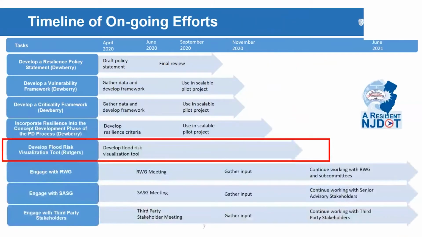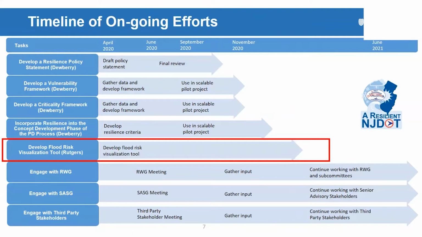The work that NJDOT has been undertaking over the past couple of years has led to the work program that they're pursuing now, which includes the development of a resilience policy statement and the development of a framework for assessing vulnerability of transportation assets and infrastructure. They have been working with consultant Dewberry, who's the lead on much of the resilience work, to develop a criticality tool and framework for thinking about and assessing the criticality of various bridges, roadways, and other infrastructure.